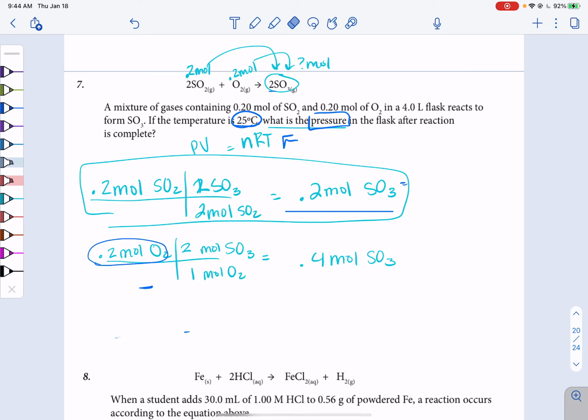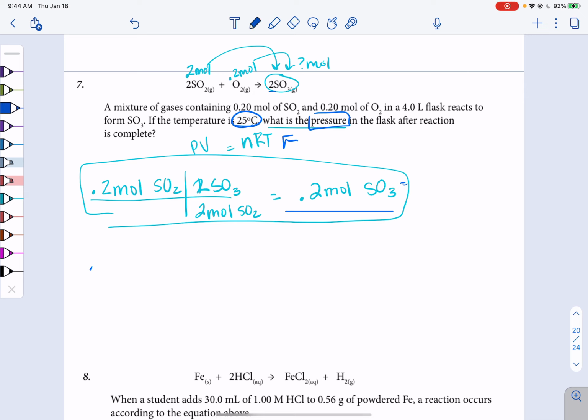So what we know is that the SO2 was your limiting reactant. I'm going to erase this so I have more room. So we're going to take that 0.2 moles of SO2 and figure out how many moles of oxygen we actually use. So for every 2 moles of SO2, you use 1 mole of oxygen. So 0.2 times 1 divided by 2 is just 0.1, right? Yeah.